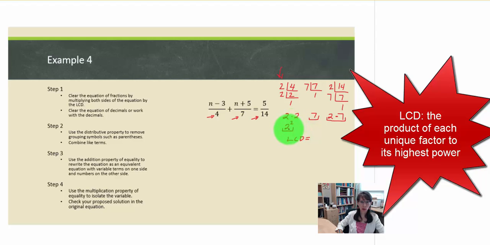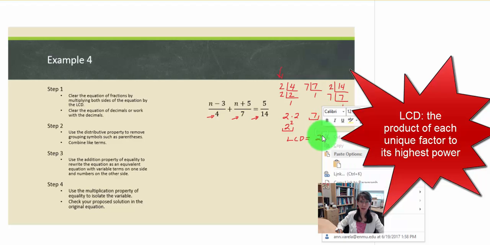So it looks like I have 2's and I have 7's. Now I want to go back and make sure I have the highest power accounted for. For our first denominator of 4, I had 2 squared. That is a higher power than 2 to the first. So I need to account for the higher power.